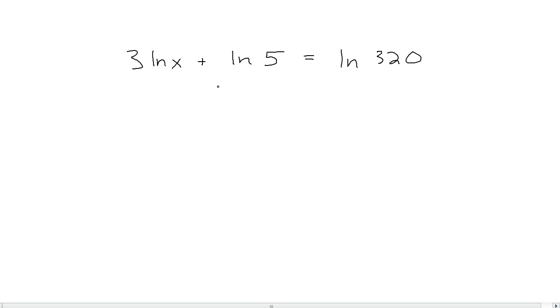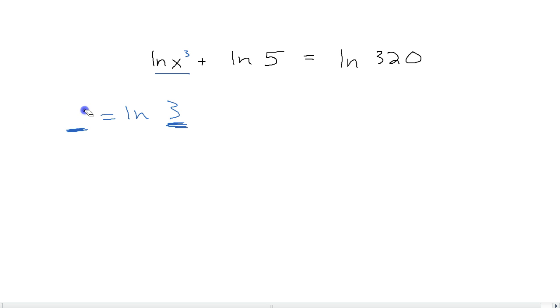Okay, here's one last problem. When I look at this, I see my variable is embedded in this log. But I don't have just log equals log, so that's a little bit tricky. One thing I might want to do is stick this 3 back, because if I do that, then I have the ln of x cubed plus the ln of 5 equals the ln of 320. But if I had the ln of x equals the ln of 3, if I have log equals log, then I can say the argument equals the argument. But I don't have that. I've got the sum of two logs equals a log.